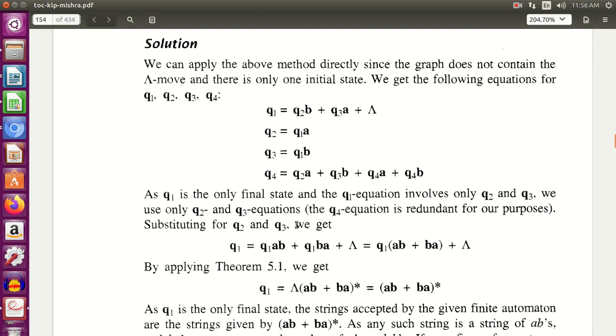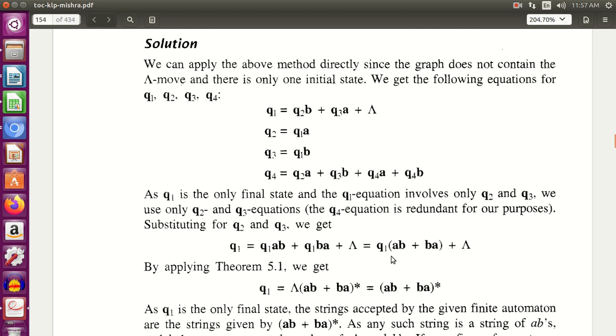So what's the next step? We will try to substitute. This is our equation, and we have substituted Q2 with Q1A, and Q3 with Q1B. So what we get is Q1AB plus Q1BA plus lambda.